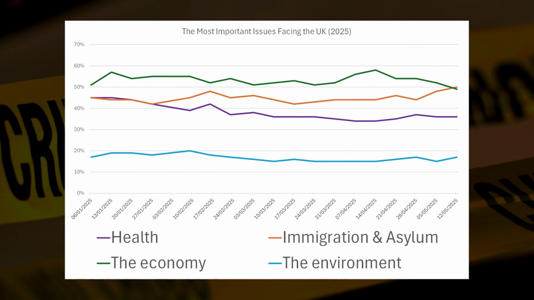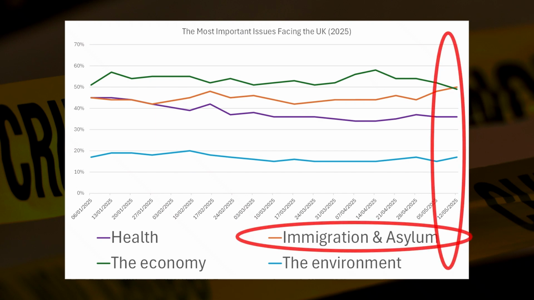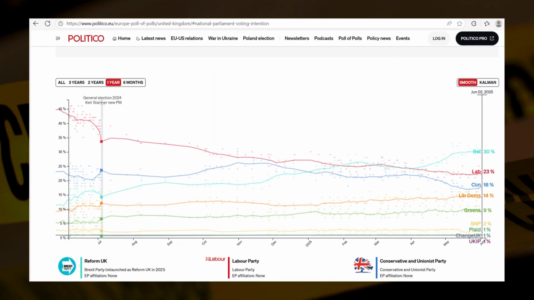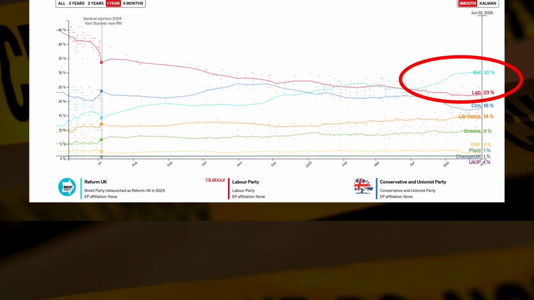Here we can see the orange line for immigration having been sky high throughout 2025 and just popping to the top and above the economy in recent weeks. We've seen the rise of Reform UK in the polls. Here we see the light blue line for Reform UK being way above the current Labour government and the current Conservative opposition. Reform UK is, of course, a relatively new party, with countering mass immigration being one of its primary policies.